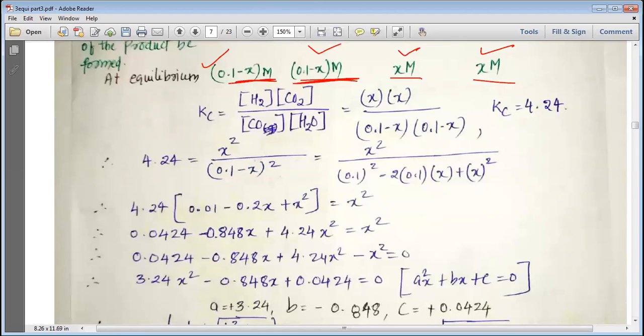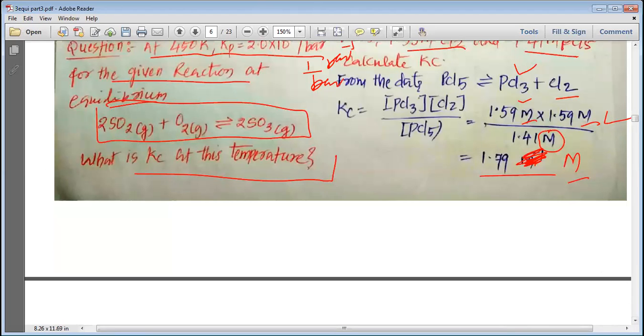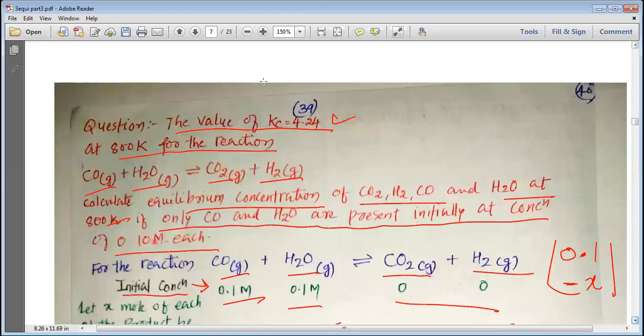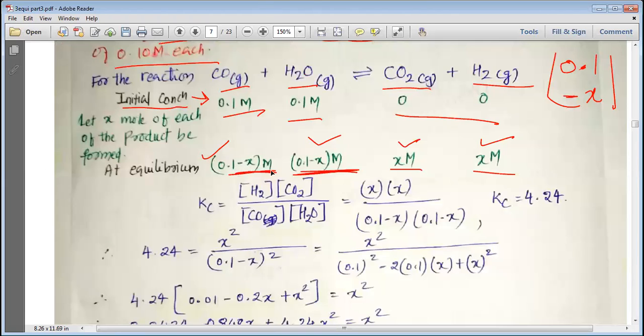So concentration of CO gas is 0.1 minus x molar. Concentration of H2O gas is 0.1 minus x molar. Concentration of CO2 is x molar and concentration of H2 is x molar.